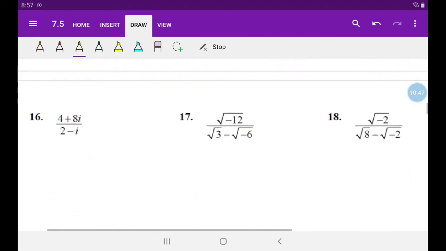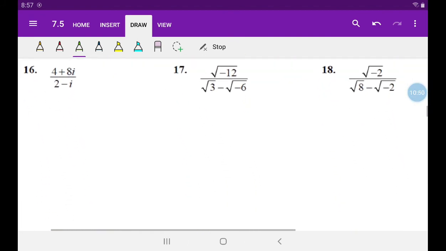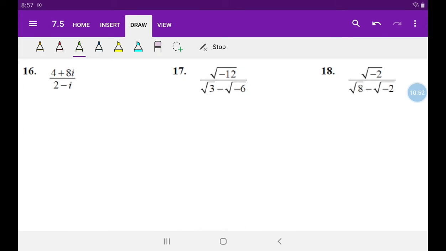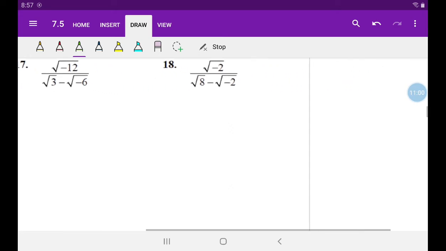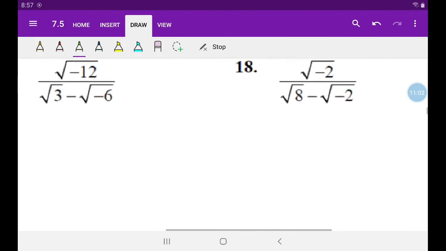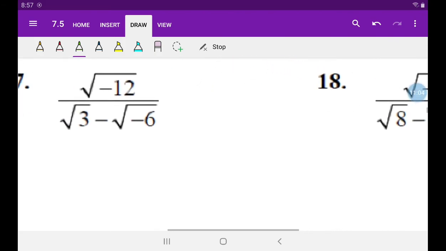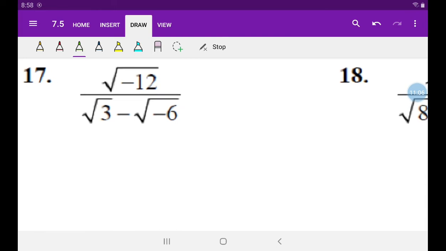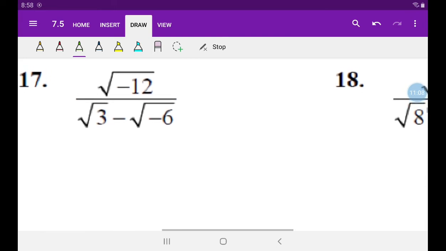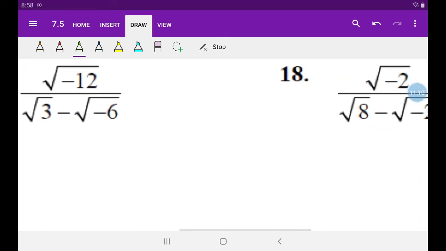If we go down below, well, 16, it's kind of like what we just did. 16, we can skip over that one for now. 17, okay, so 17 is different than what we've been doing because we've got radicals there. We don't have anything as a simplified imaginary number. So we'll go ahead and take a whirl on that one.